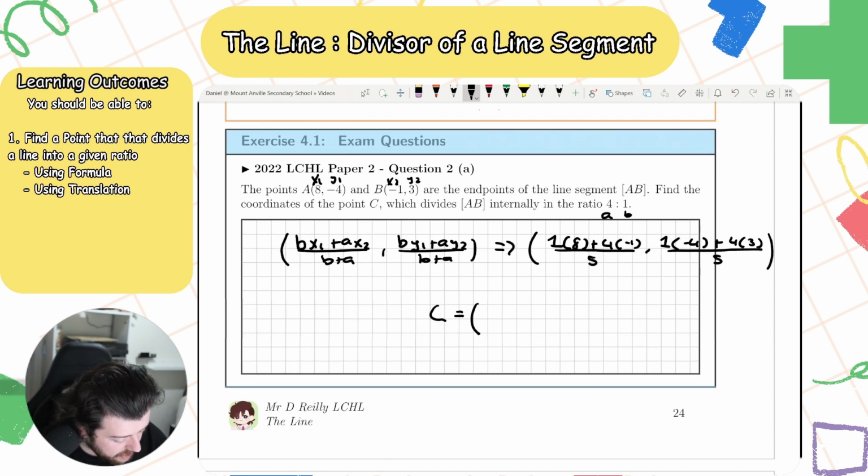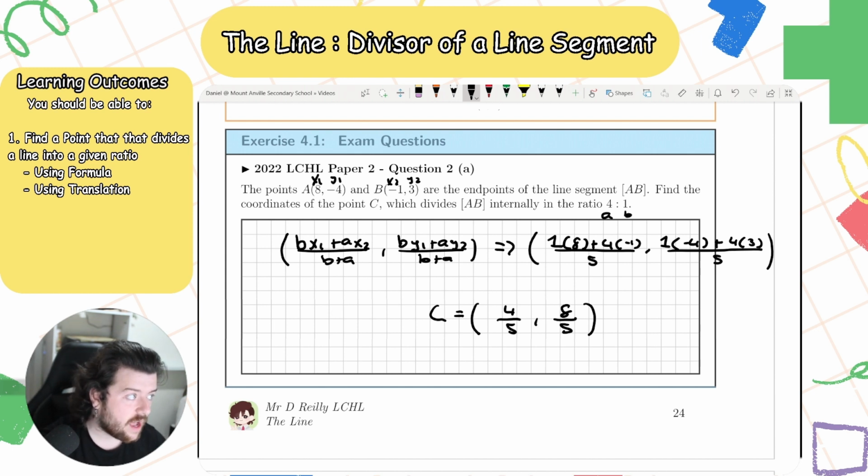So my point C is going to be 8 minus 4, which is 4 over 5, and then minus 4 plus 12 is 8, and that's going to be 8 over 5. So my coordinates of the point that divides this into the ratio 4:1 are (4/5, 8/5).